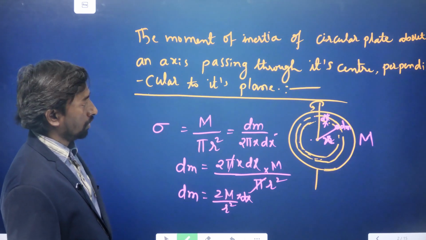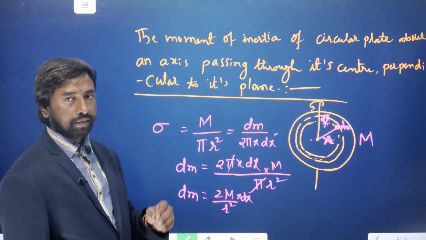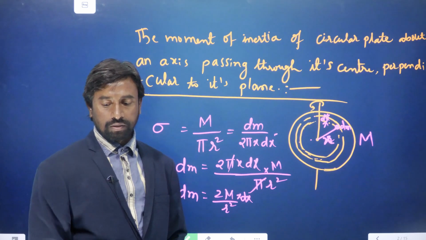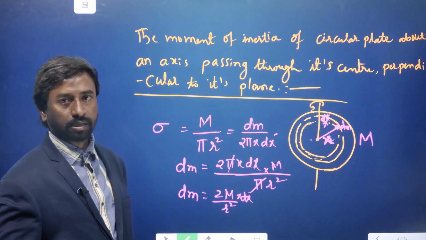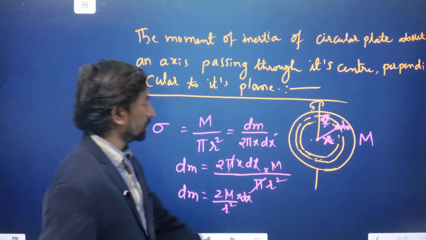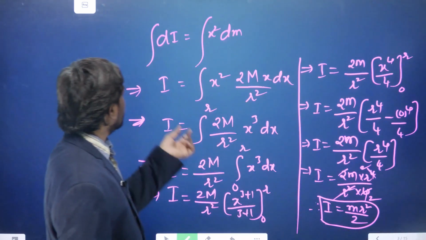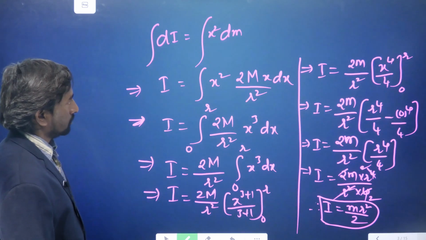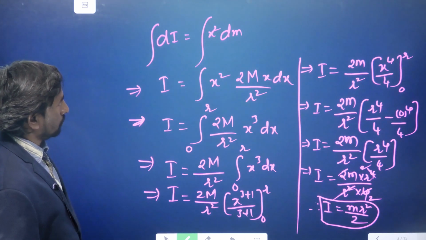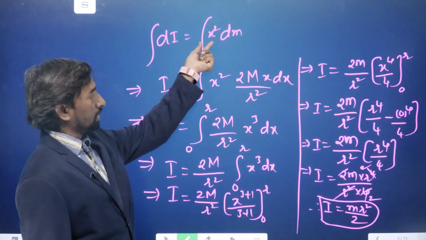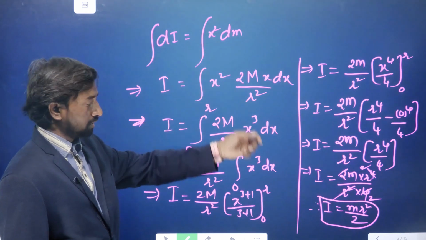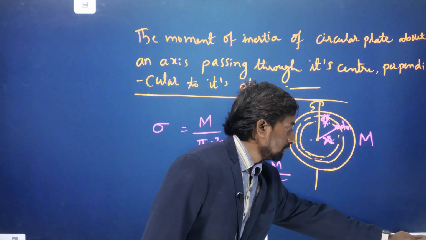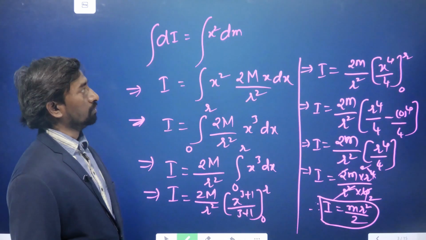Now we know that the moment of inertia of continuous mass distribution of bodies can be found by the formula: integral of dI, which is equal to x square dm. This dm mass is at a distance of x, as we have seen, so we write x square into dm.